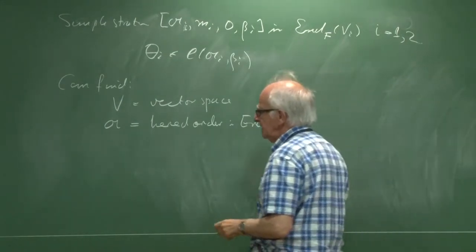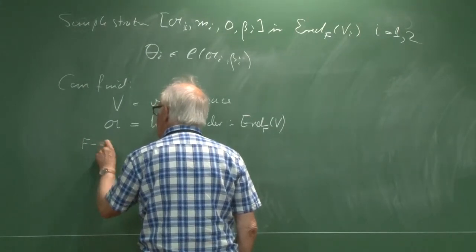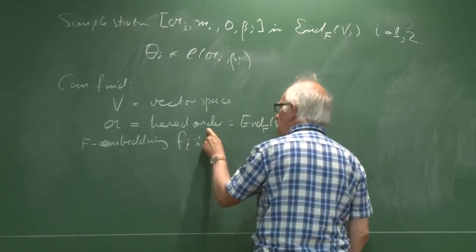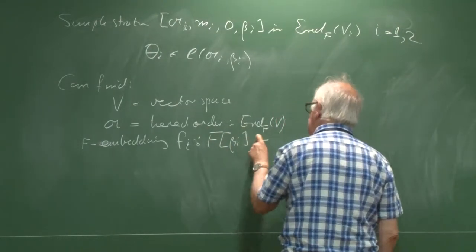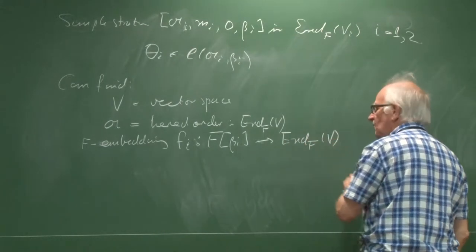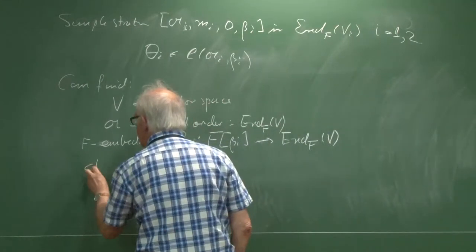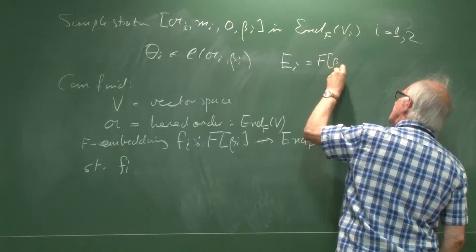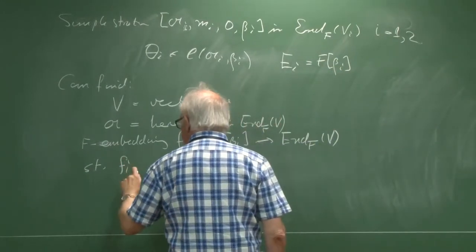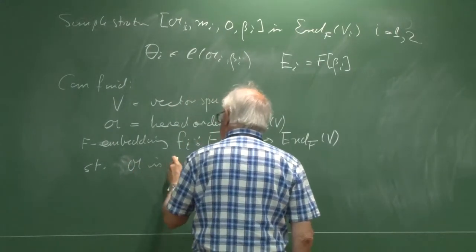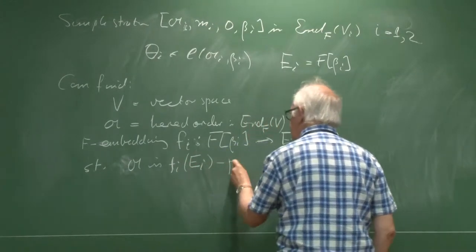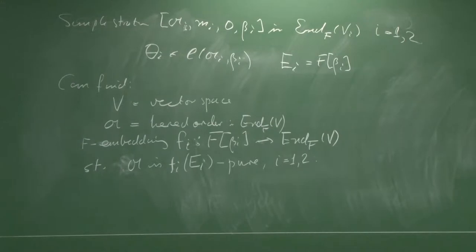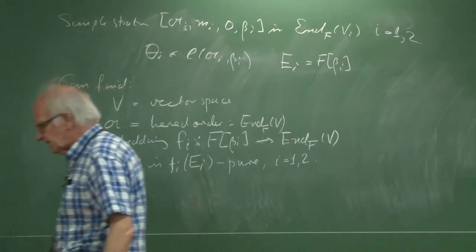In the endomorphisms of V, and an endomorphism ring element F_i of the field F[β_i] in this endomorphism ring, such that A is F_i of E_i pure, for i equals 1 and 2. That's a trivial business. There's lots of them. Okay. So then I can do this transfer business.